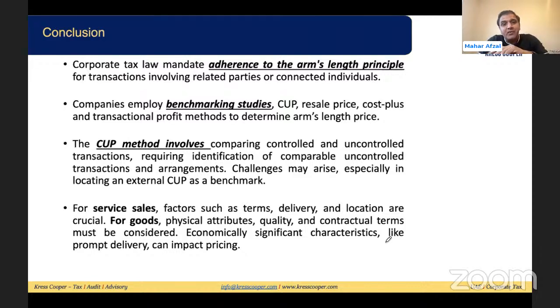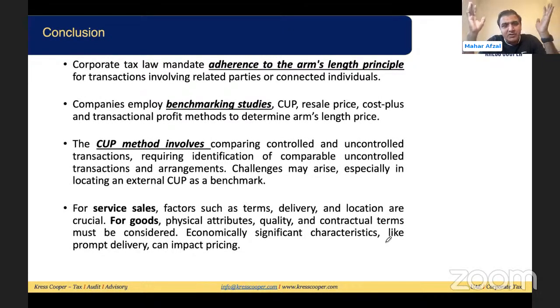Coming back, what is the conclusion of the CUP method? The conclusion is to adhere to the arm's length principle. We need to identify the arm's length price, and to identify it, we have multiple methods. Out of the multiple methods, we have picked CUP for our discussion today. For the CUP, we need to compare the price of the controlled transaction with the price of an uncontrolled transaction. This uncontrolled transaction can be internal CUP or external CUP. Internal CUP is very easily available. External CUP is hard to find.